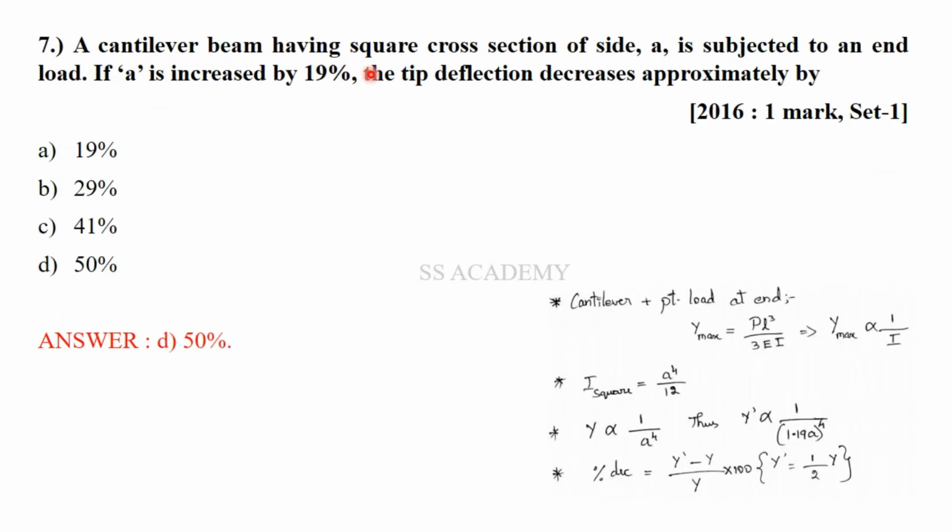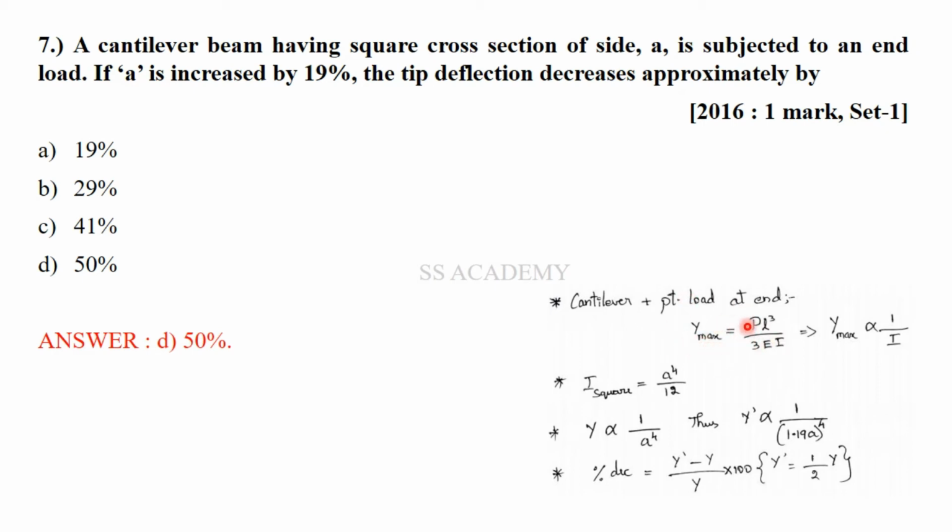A cantilever beam having square cross section of side A is subjected to an end load. If A is increased by 19%, the tip deflection decreases approximately by, it is a 2016 set 1 GATE 1 mark question, and they have given the different percentages. Okay, several times we have seen here also it is a simple question of cantilever plus point load at end.